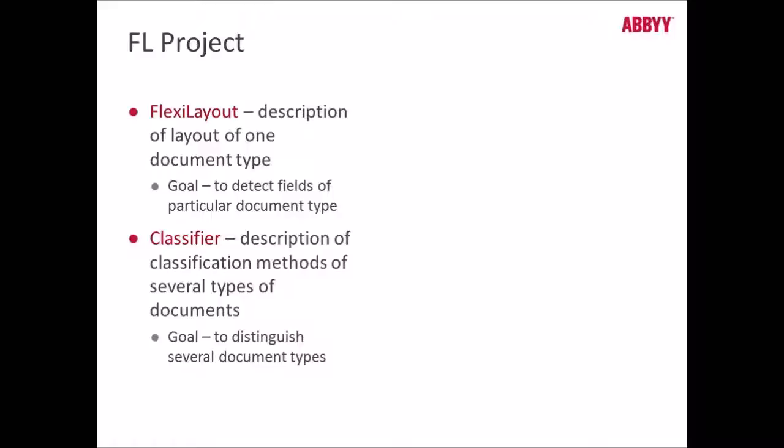All work in FlexiLayout is done within a project. Projects fall into the following two types. First, FlexiLayout projects. These projects are used to develop FlexiLayouts to detect data fields on the document. And classifier projects. These projects are used to develop classifiers to group documents into classes. Within projects, FlexiLayouts and classifiers are built, tested, and debugged. A project includes the descriptions of the elements, a FlexiLayout or classifier, and the batch of images based on which the FlexiLayout is created and debugged.